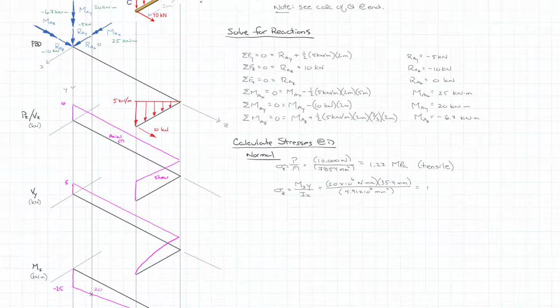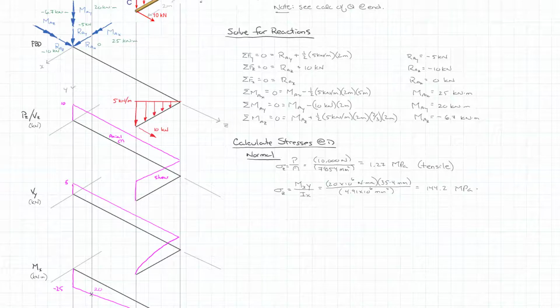And we get a value of 144.2 megapascals. And so let's figure out if that's tension or compression. And so we're bending about the x-axis. Our moment on our cross-section is in the negative direction. And so that means we're going to have compression at the bottom, which kind of makes sense.